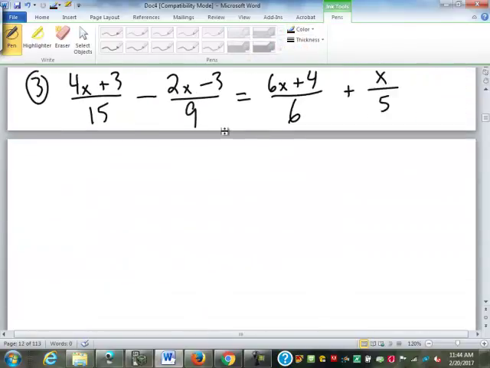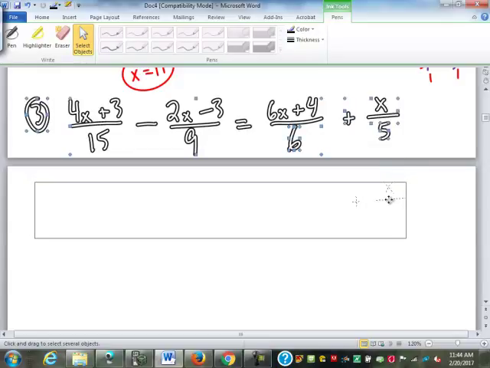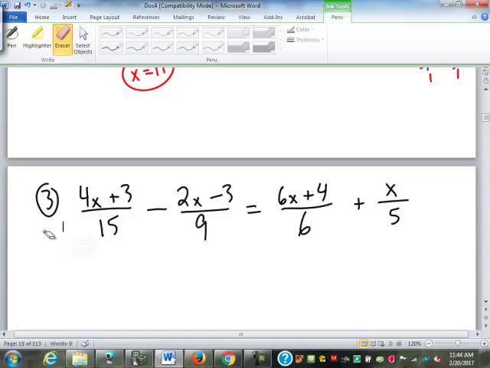Finally, this last one. We did an example or two similar to this, but maybe not any quite this complex. Well, I know not any quite this complex. So let's take a look at it. I'm going to get the 3 out of here so it's out of our way. When we're dealing with one like this, we could change this into 1/15 times 4x plus 3 and negative 1/9 times 2x minus 3 and so forth. And we could do it out brute force with the fractions if we wanted to. There's a lot of room for error there.